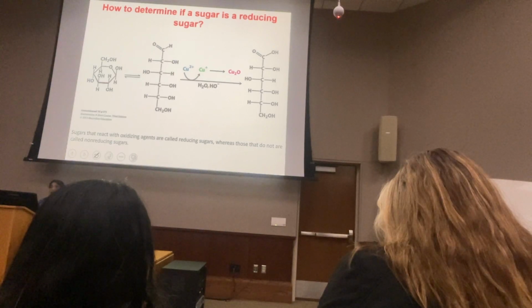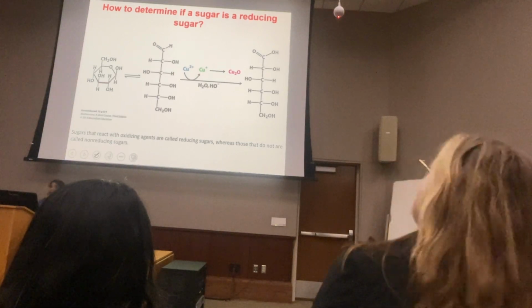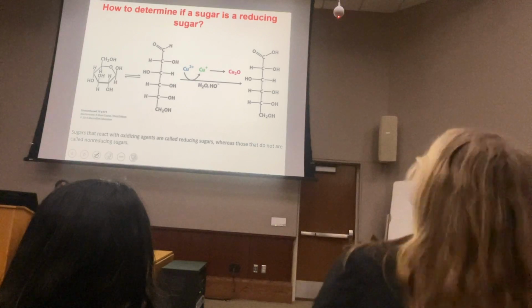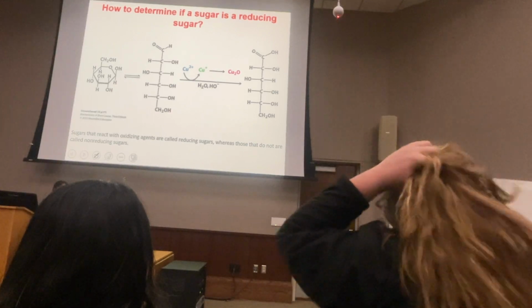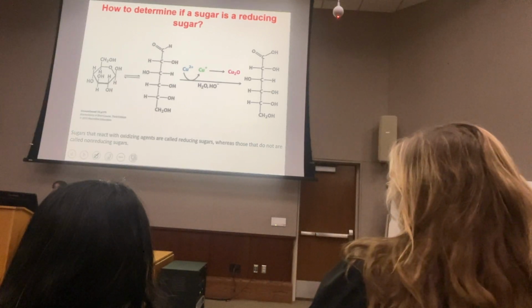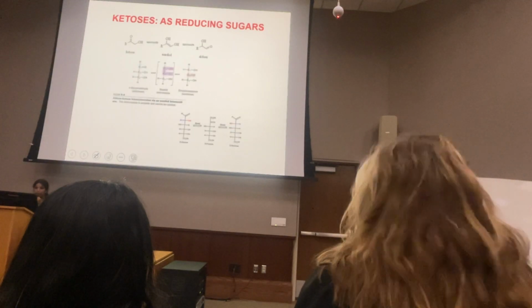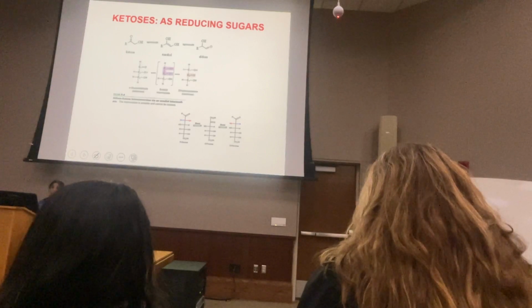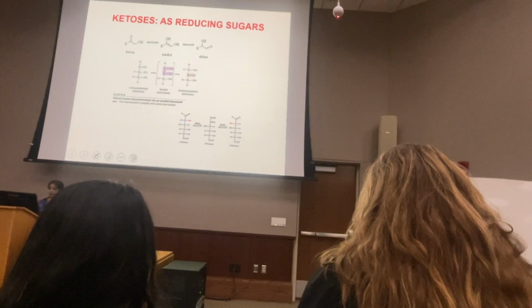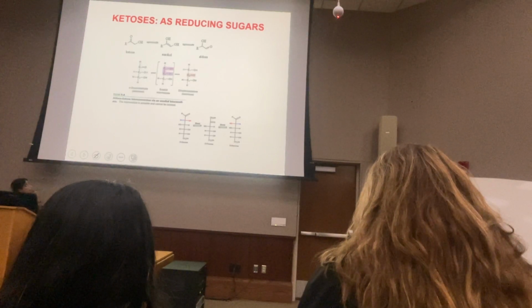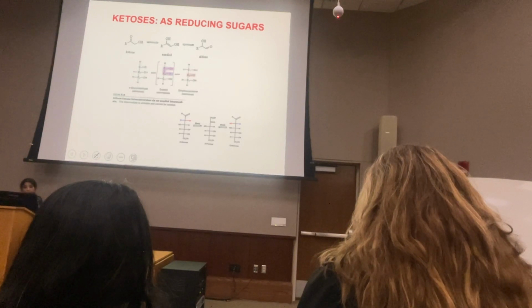And so when you see that color change to a dark brick red, that tells you that this unknown sugar you have in your hand is a reducing sugar. Okay, so anything that has that aldose family can be reduced. But remember that these sugars can isomerize. In the case of glyceraldehyde and dihydroxyacetone, they can isomerize, especially if you put them into base.